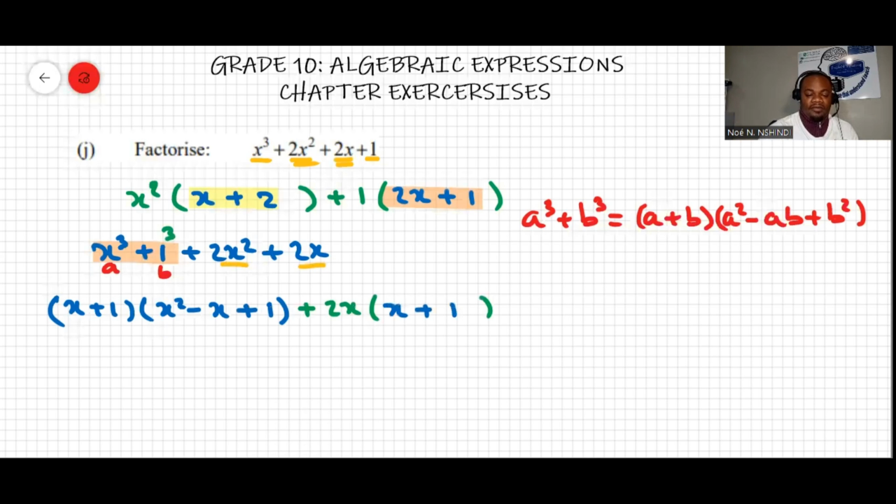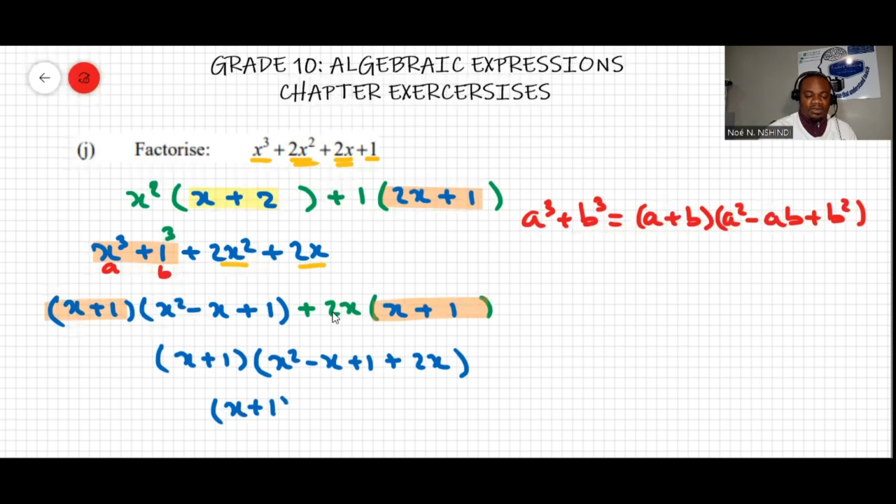Now again, we have x plus 1 here and x plus 1 there. We can factorize. We can make it x plus 1 times (x squared minus x plus 1 plus 2x). This 2x here, we can just take this and that together. And then we can simplify again. So it makes (x plus 1) times (x squared, and then negative x and plus 2x makes plus x, and then plus 1). Now we can see we have factorized it fully. Thank you.